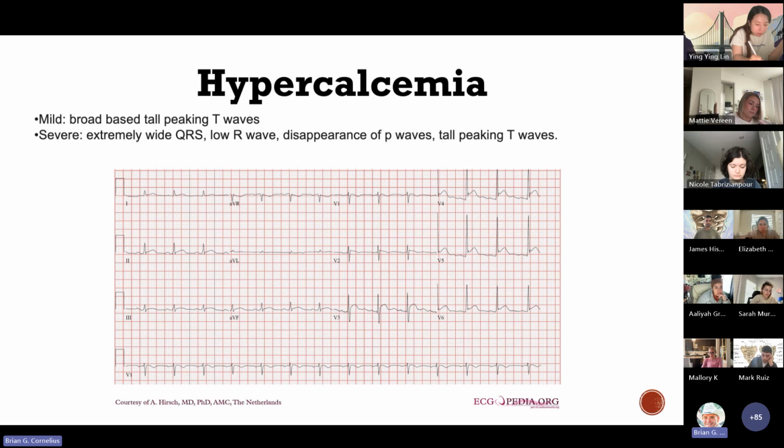Hypercalcemia, on the other hand, tends to be kind of a broad-based, tall peaked T wave. And then a lot of times as it becomes more and more profound, you'll see that the QRS becomes extremely wide. You lose the R wave, you lose the P wave, and you tend to have kind of tall peaked T waves in there. It's a little bit harder to discern than hyperkalemia, but in severe states, you may see that it's very similar, where you have that wide QRS, almost like a sine wave, but not quite as pronounced. Differentiating the two of them from an EKG is hard to do. Just know that hyperkalemia tends to be more common than hypercalcemia.